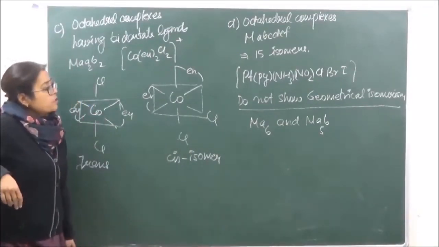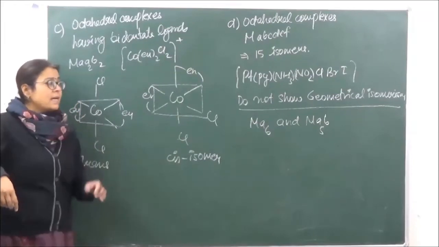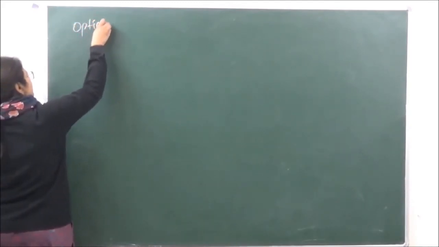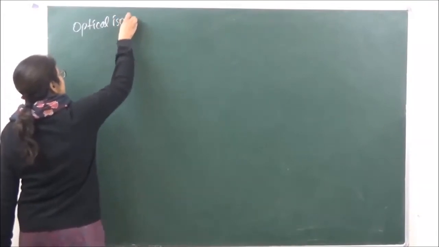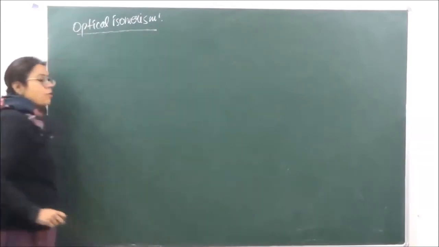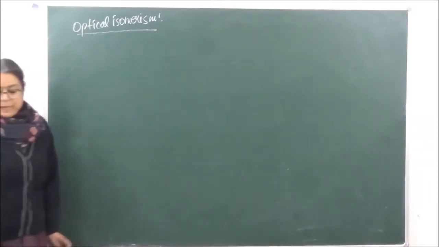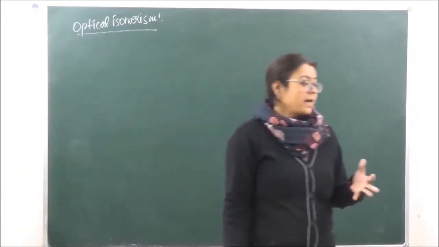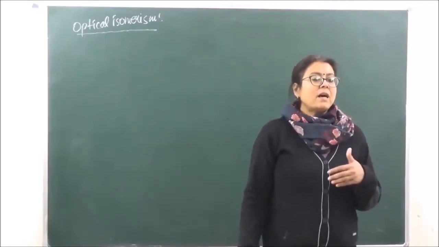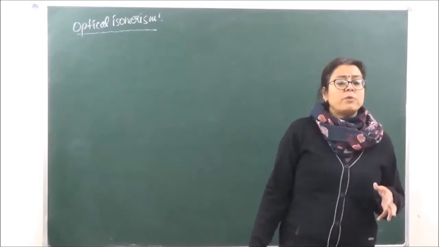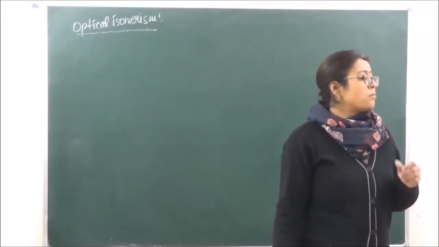The second type of stereoisomerism which we are going to discuss is known as optical isomerism. Now what do you understand by optical isomerism? Whenever we are taking a source of light and we are passing that light through a Nicol prism, that particular light becomes a polarized light.